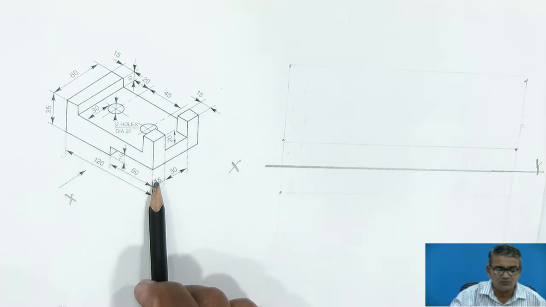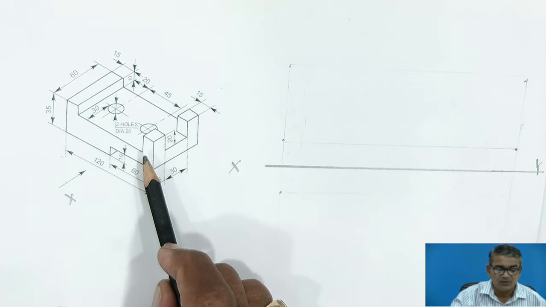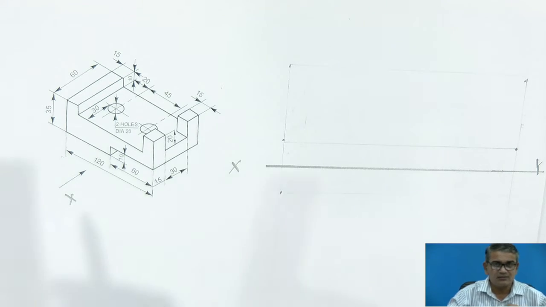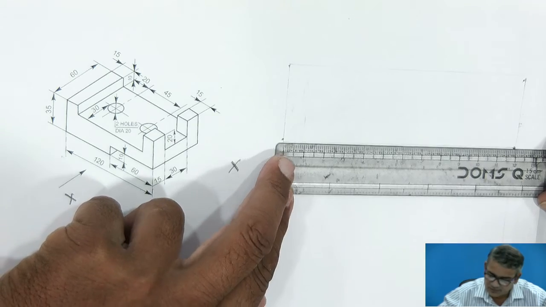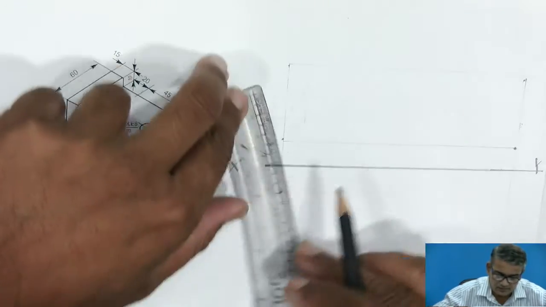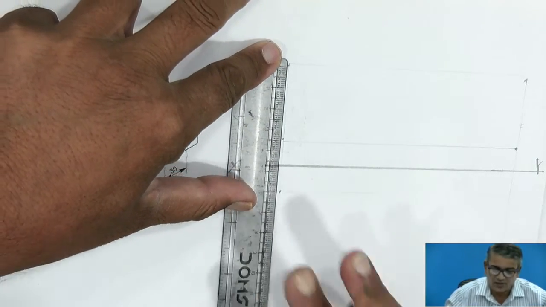The maximum dimension is given as 120 mm by 35 mm. So in the front view, make a block of 120 by 35. It is 120 long and the maximum height is 35. I am making that block.